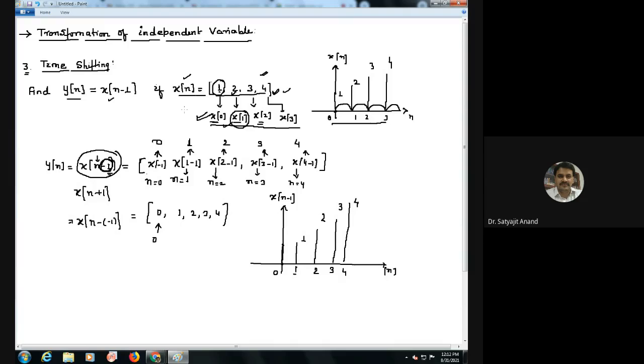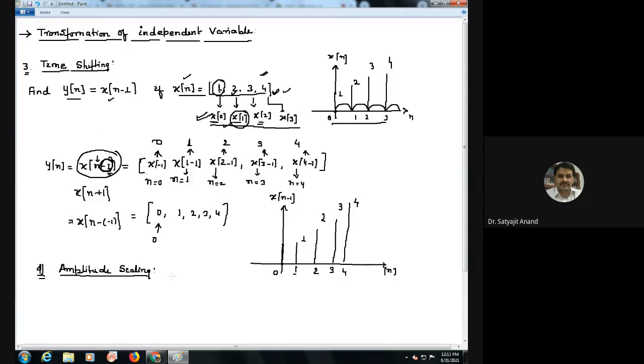Next, we have one more transformation that is not in the independent variable. It is related to the dependent variable, and this is very, very simple. So consider the same problem. Basically, this is amplitude scaling. Again, this is not a part of your independent variable. This is based on the dependent variable, but you should know how we do scaling in amplitude.